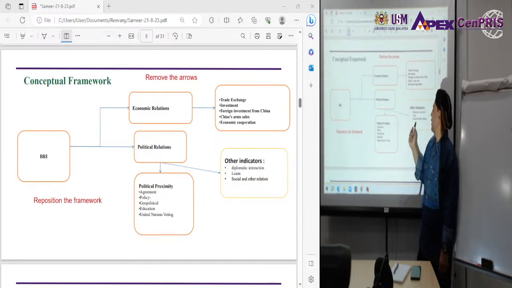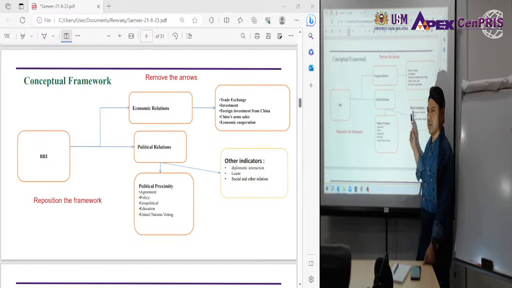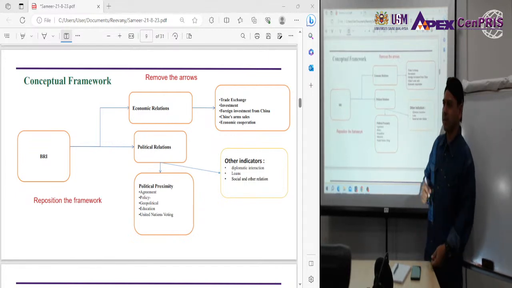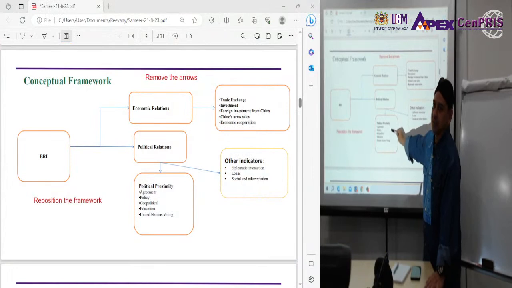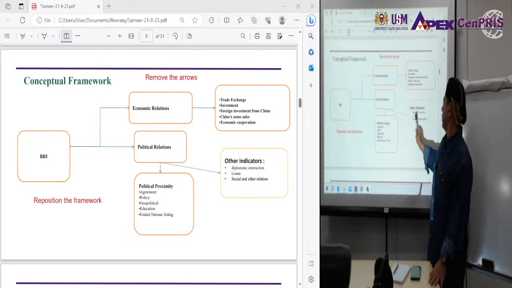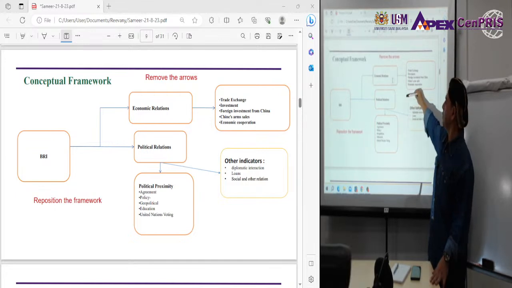So this one is not an indicator of political proximity. Is this diplomatic interaction? It is, right? Think about it for a while. Diplomatic interaction, political proximity, right? If they interact more, that means they come very close. So this is actually part of political proximity. Loans might not be political proximity. Loan is much more economic relations.